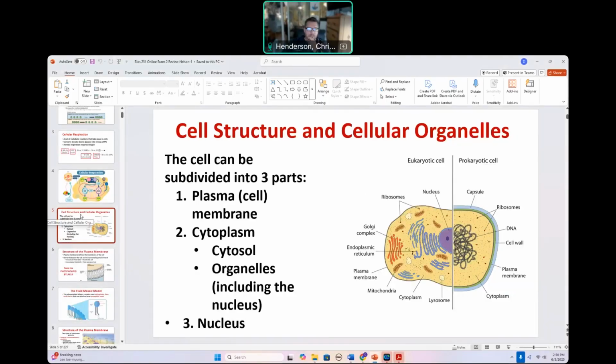Okay, so now what we're looking at is the cell. As far as the cell goes, there's two big components to what you need to know here.